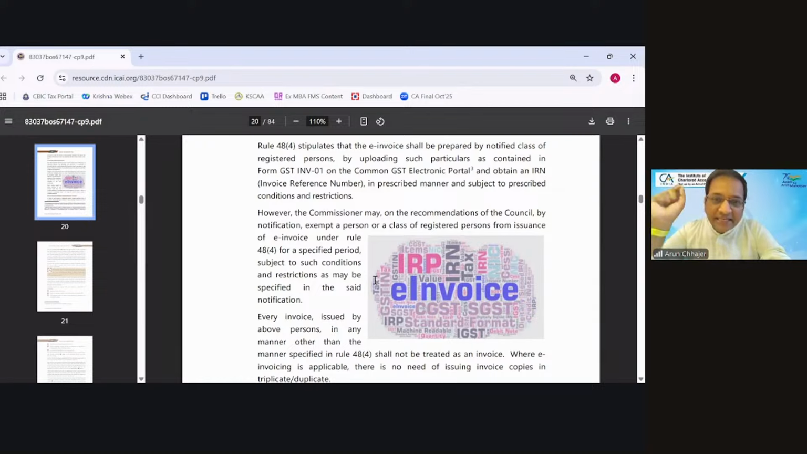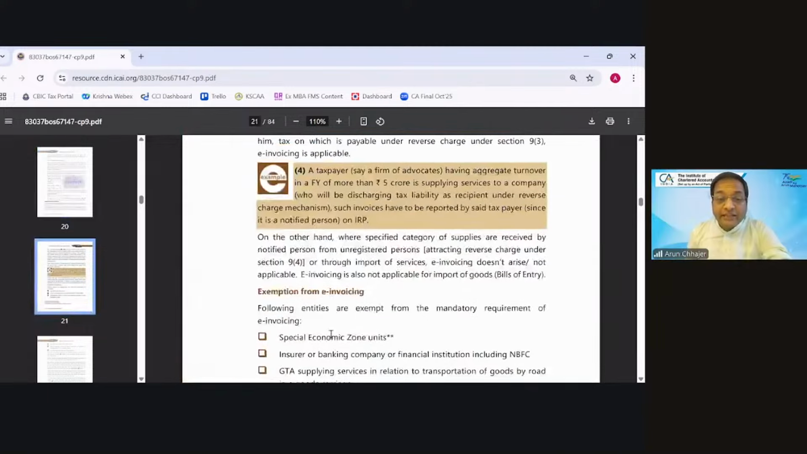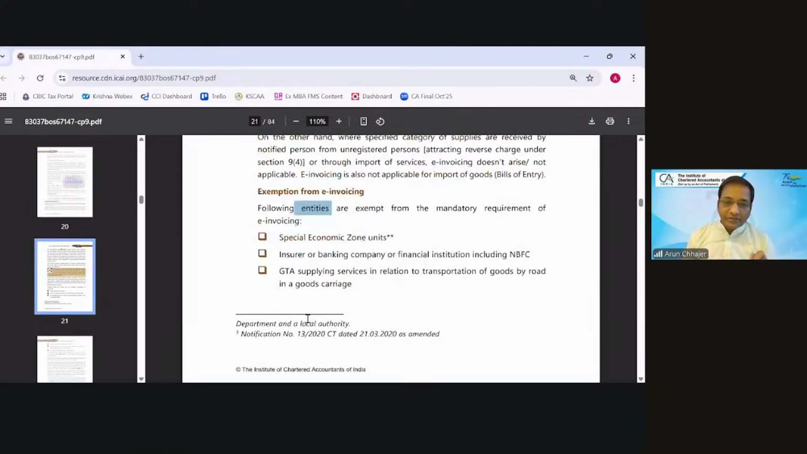Then CBIC has given the clarification that the exemption is for the entire entity. It is not transaction wise. Means if you are a banking company, whether you provide the service of banking or you sell any goods, no e-invoicing is applicable for your entire organization.